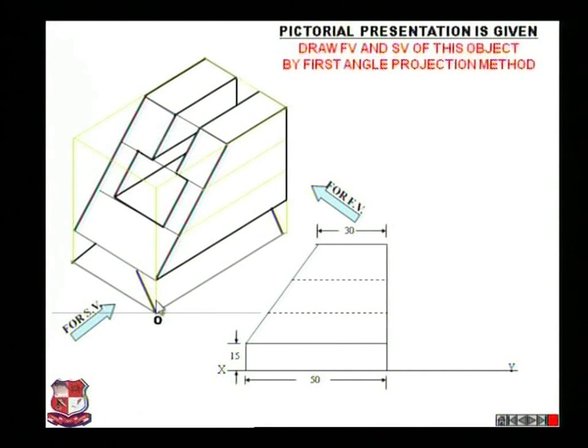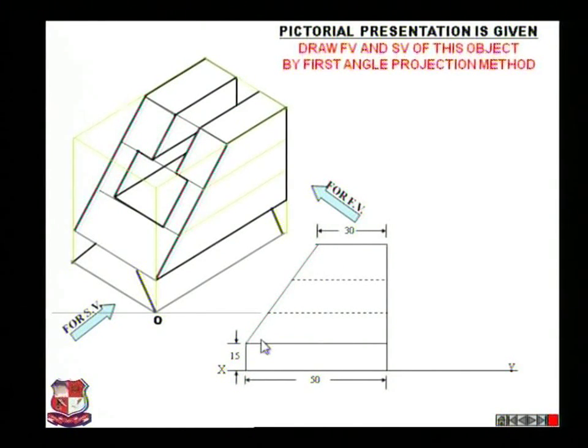This height is 15 mm, which is represented over here, and this height is not mentioned in this drawing, and this length is 30 mm. So the distance from this point to this point is known to us, that is 30 mm. And this is a taper face. In the front view, this taper face can be represented by just an inclined line as drawn over here.